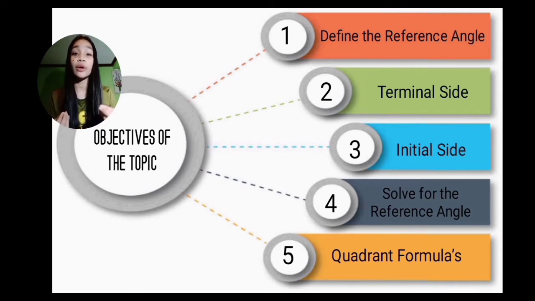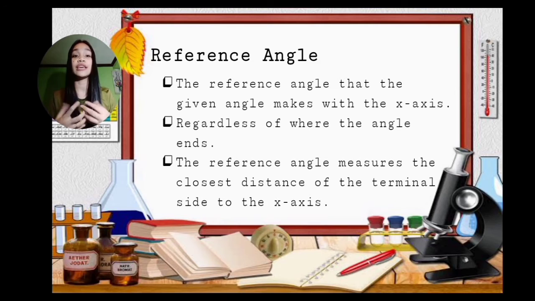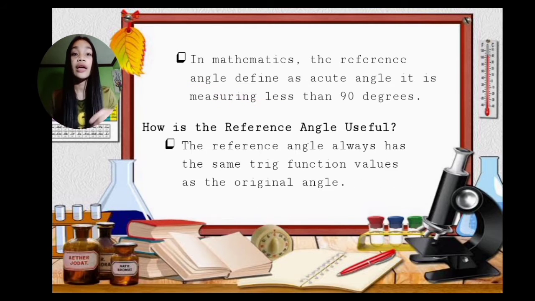Okay, let's start first. We need to identify the reference angle. What is a reference angle? The reference angle is the angle that the given angle makes with the x-axis, regardless of the location of the terminal side of the angle. The reference angle measures the closest distance of the terminal side to the axis. It is the smallest angle between the terminal side and the x-axis. In mathematics, the reference angle is defined as an acute angle measuring less than 90 degrees. Basically, angles on the x and y plane have a reference angle.